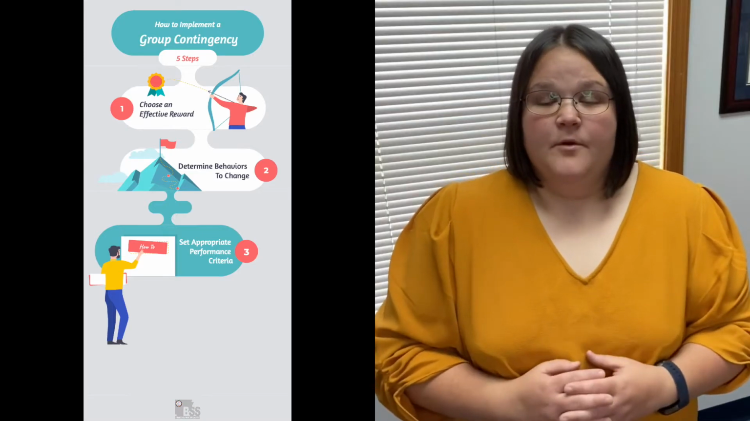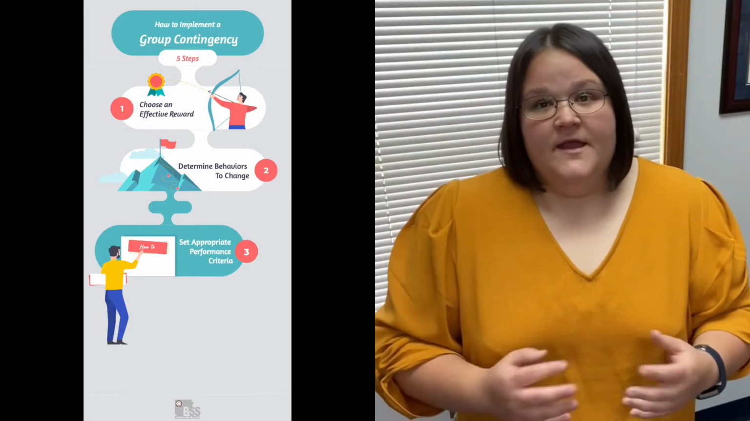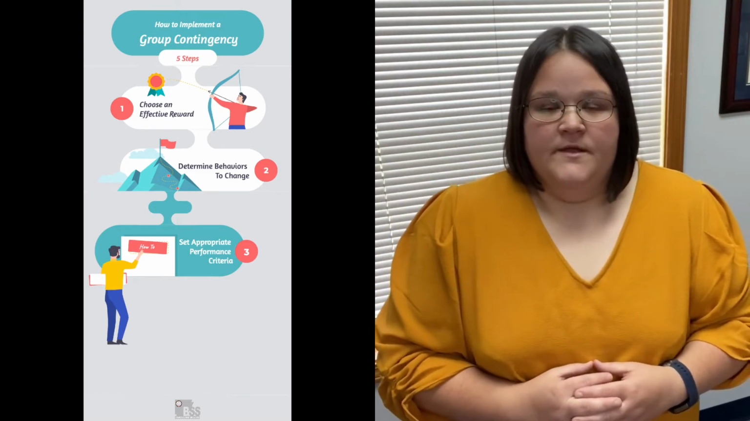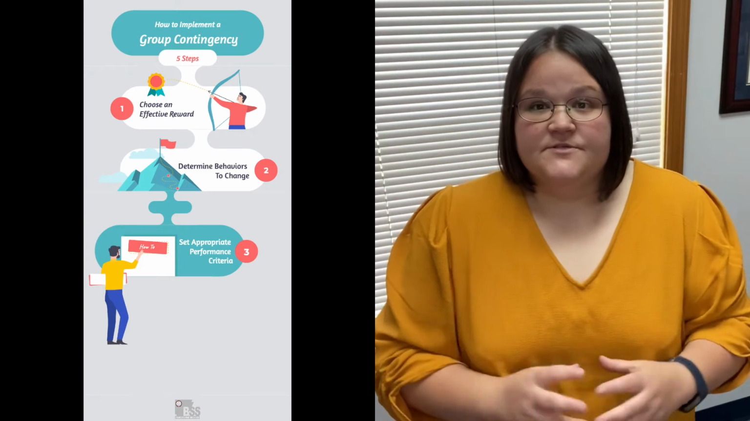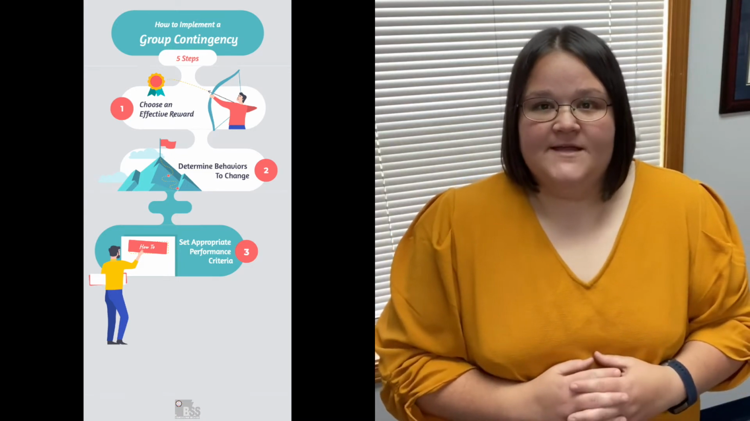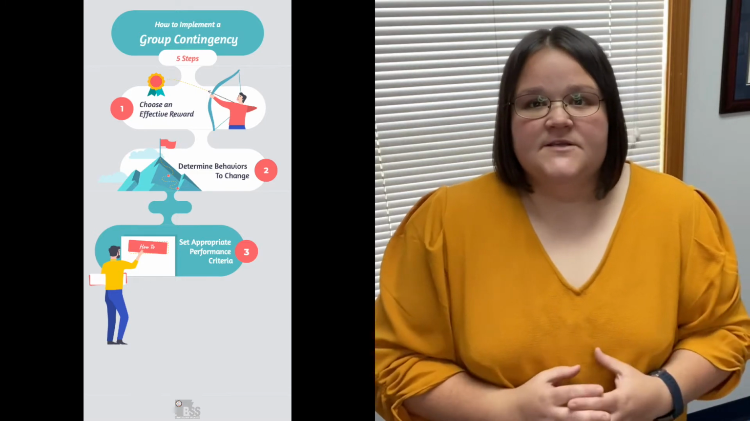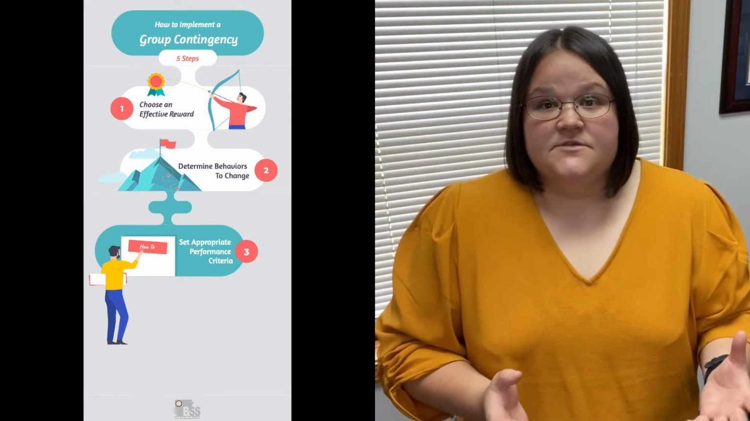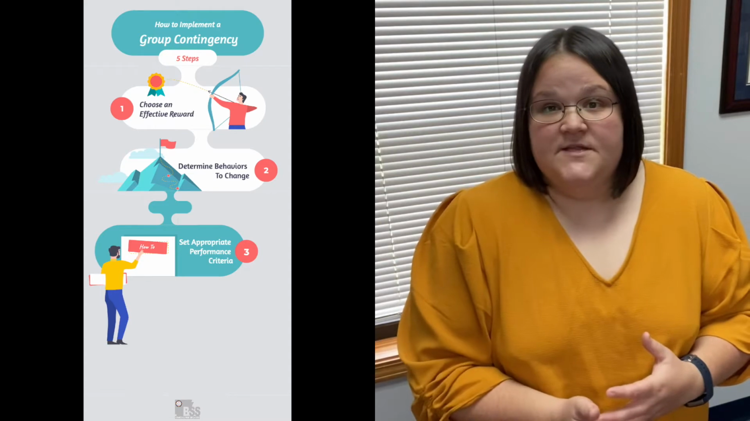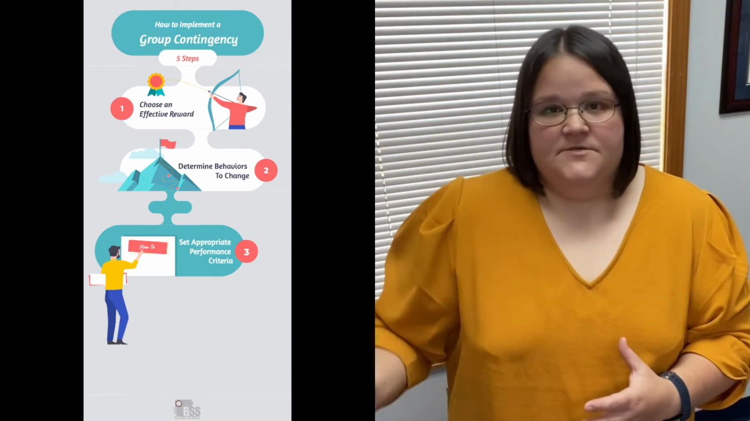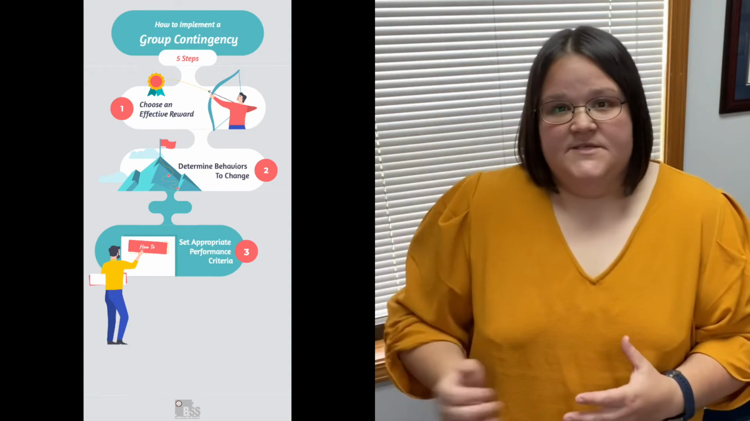Third, you will determine appropriate performance criteria. In other words, you will decide what students must do to earn the reward. It is important to consider your students' current level of performance when you're establishing criteria for earning the reward. Let's say that you want to increase on-task behavior. Your students are currently on task about 40% of the time. You know ultimately you want them to be on task about 80% of the time or 85% of the time.